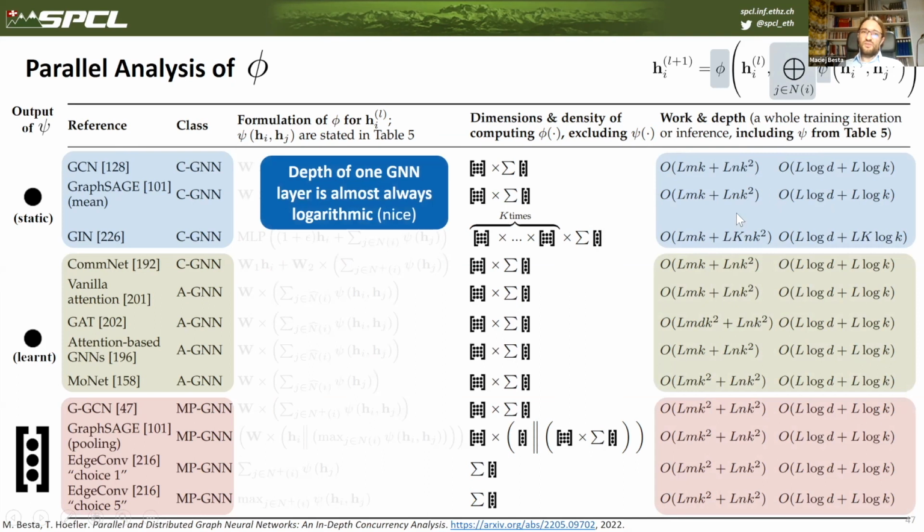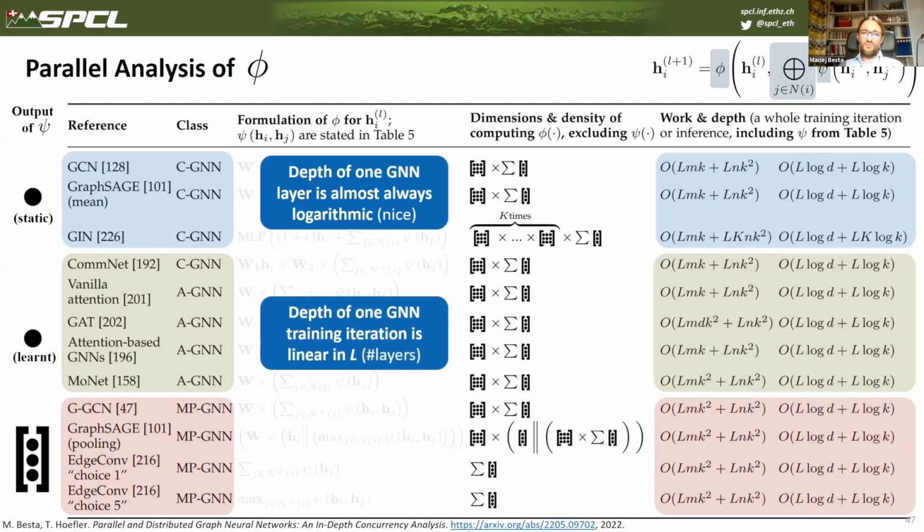we'll see that the depth of a single GNN layer is almost always logarithmic. So this is actually a nice outcome because it indicates that in all of these models, not only the execution of a single psi and a single aggregation, but really the execution of a whole single GNN layer is always logarithmic in depth, which means that a single GNN layer does not pose too much of a bottleneck for our potential computations.